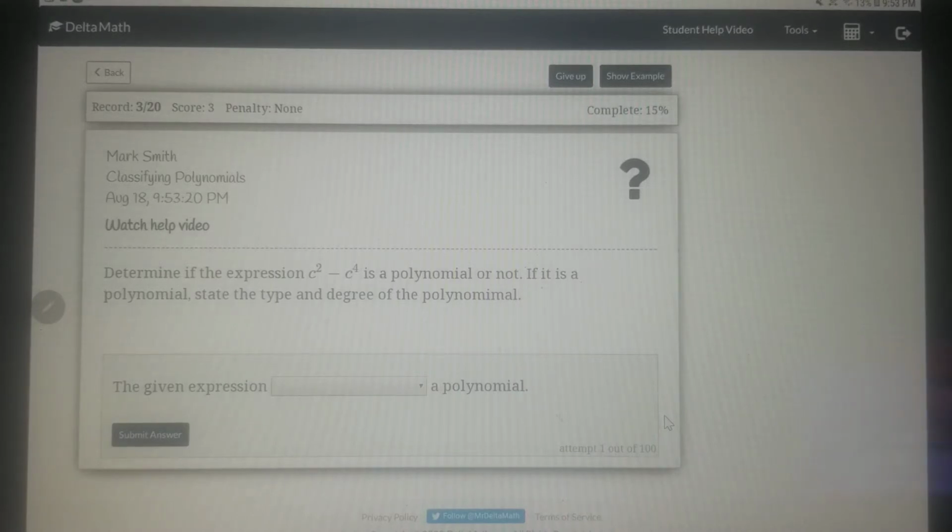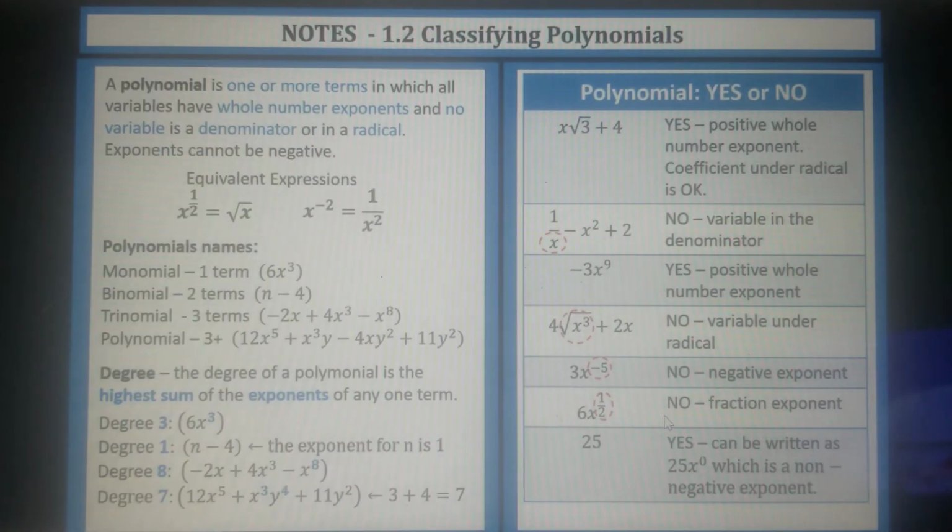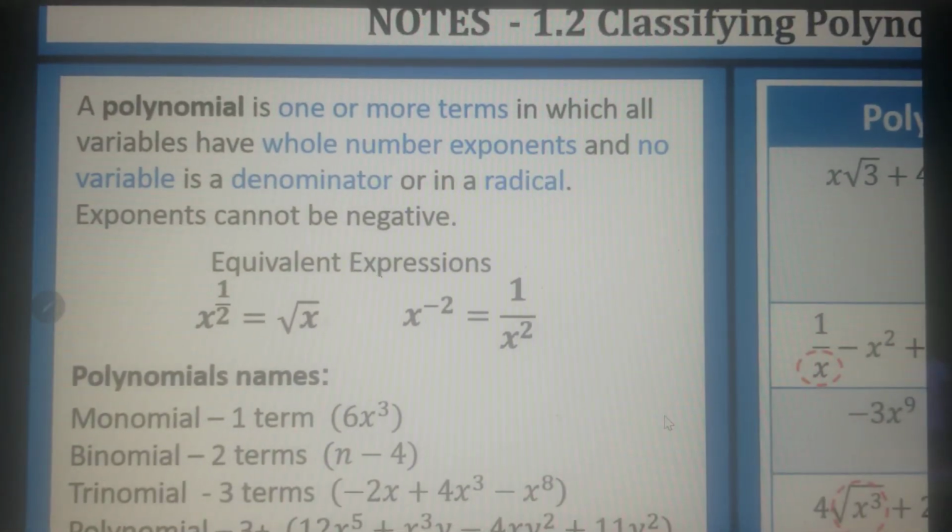All right, so before we start answering questions, let's look at our class notes. And so, is something a polynomial or not? A polynomial is something that has one or more terms in which all the variables have whole number exponents. So no fractions, no negatives, and no variable is in the denominator or in a radical.